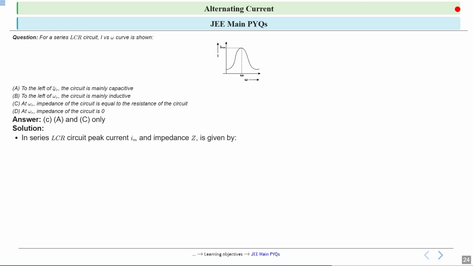Now, how this first statement is correct, we will see. In series LCR circuit, peak current IM and impedance is given by IM equal to VM upon Z. When Z is minimum, IM is maximum. So Z is equal to root of R square plus XC minus XL whole square, according to NCERT equation 7.26, where XC is equal to 1 by omega C, XL equal to omega L. When these two reactances are same, Z becomes minimum, IM becomes maximum. So this C option is correct.